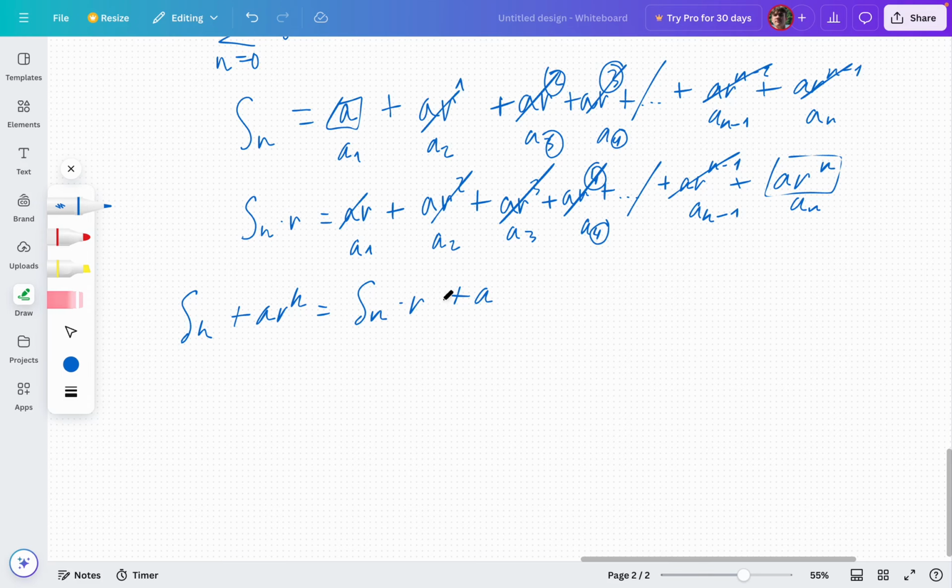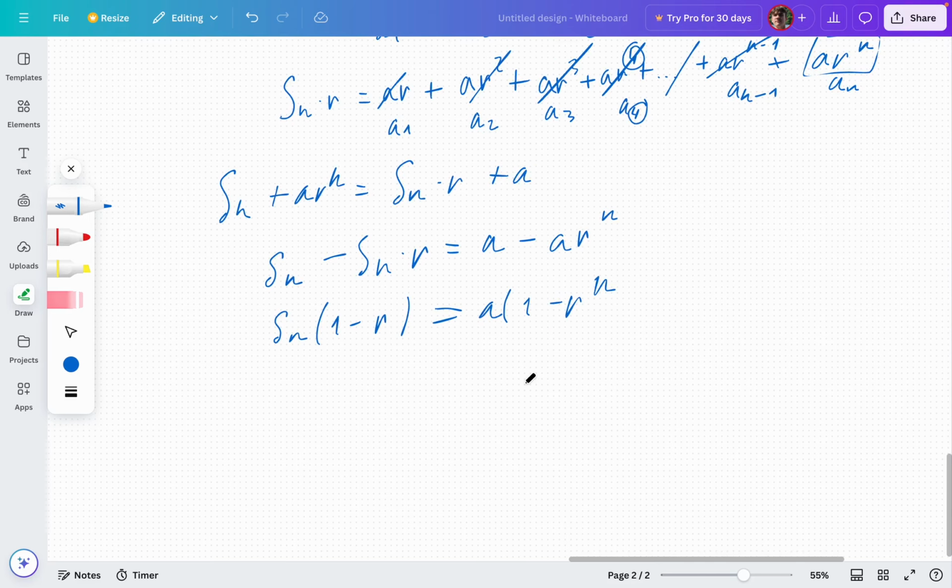So now let's sort it out a little bit. Let's subtract from both sides s sub n multiplied by r, and let's subtract from both sides ar to the nth. We would get s sub n minus s sub n multiplied by r equals a minus ar to the nth. Let's factor out s sub n from this part, which would be 1 minus r, and you're going to get the same thing equals, let's factor out a from here, and we're going to get a times 1 minus r to the nth.